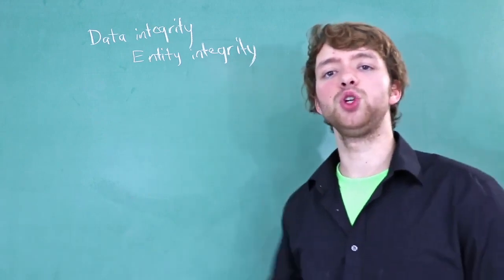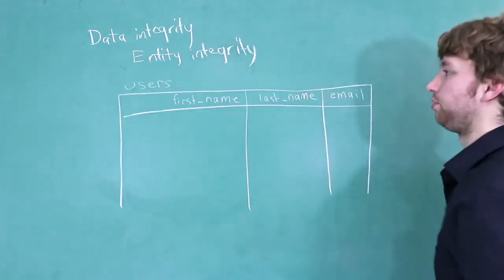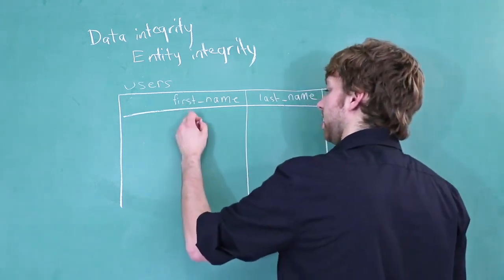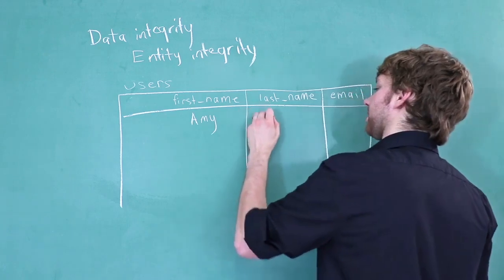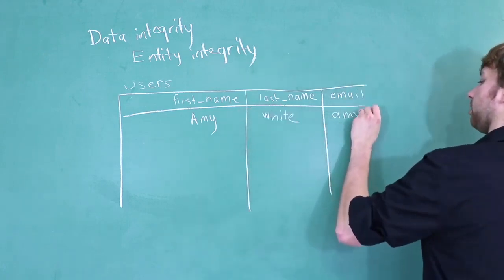So first off, let me show you a bad example of a database table. Here is an example table for users. Let's throw some data in here. Let's say we have an Amy. We'll give her the last name White. And we'll say her email is amy@email.com.